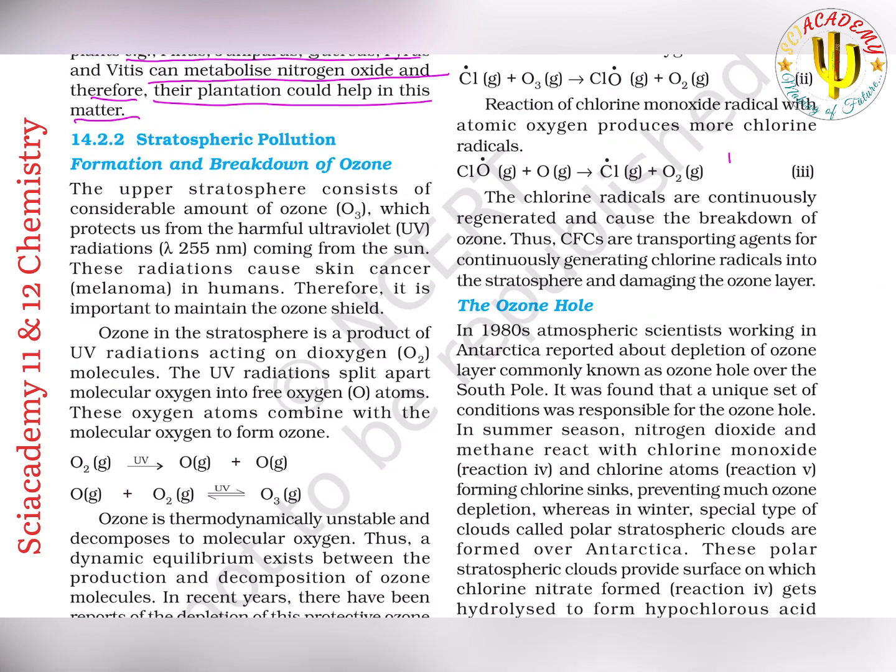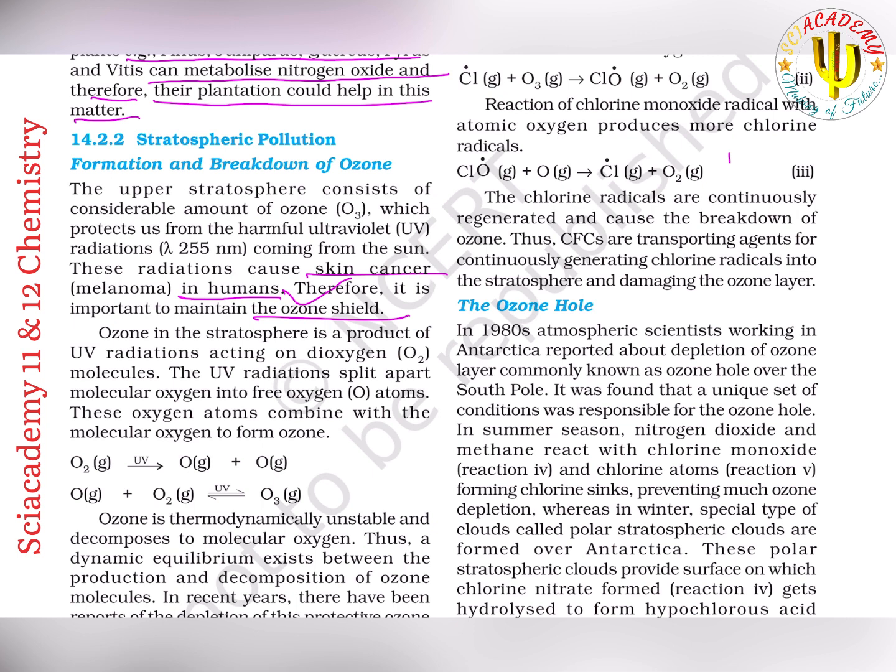14.2.2 Stratospheric pollution, formation and breakdown of ozone. The upper stratosphere consists of a considerable amount of ozone, O3, which protects us from the harmful ultraviolet radiation of wavelength 255 nanometer coming from the sun. These radiations cause skin cancer, melanoma, in humans. Therefore, it is important to maintain the ozone shield.